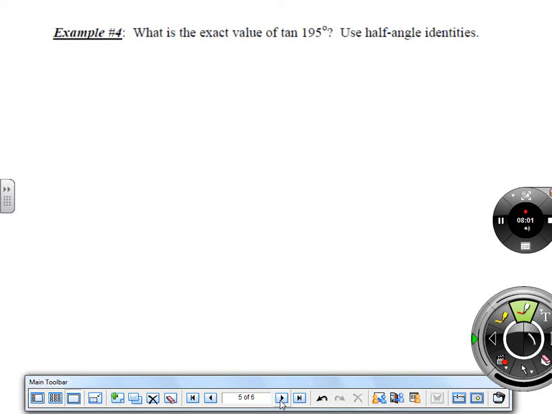All right, what is the exact value of 195, use half angle identities? Okay, so the tangent of 195, let's say I don't know anything about 195 and I want to use a half angle. That means what I want to do is rewrite 195 so it's worth the same thing, but it looks like half of something. So 195 would equal what over 2? So in other words, what's double 195? 390.